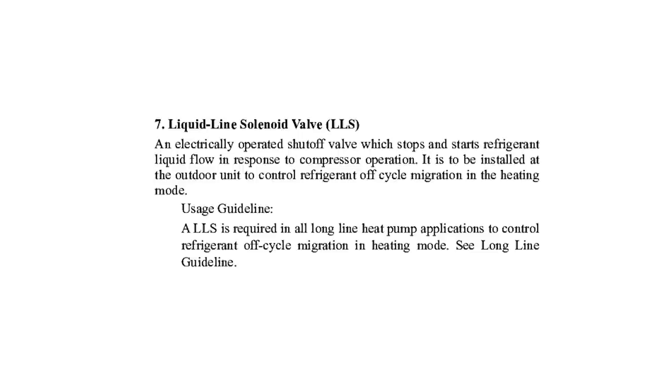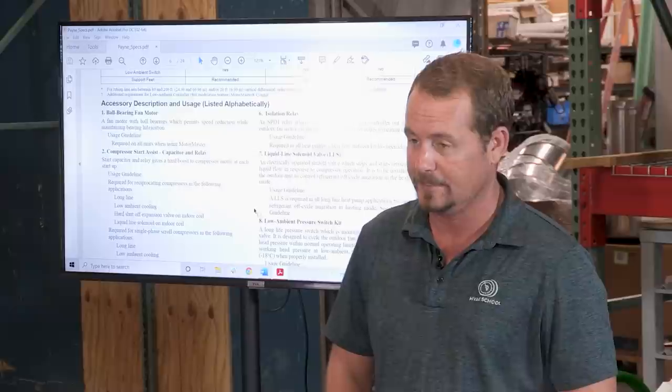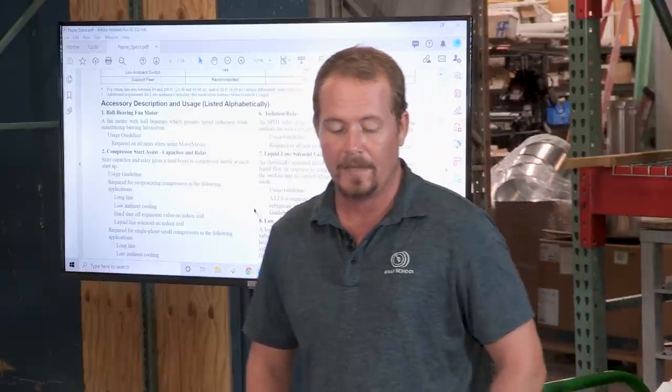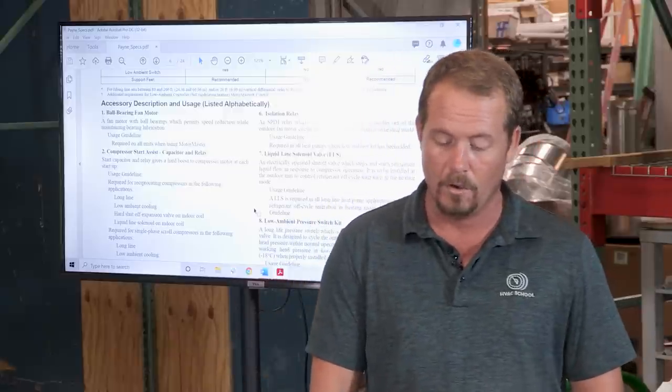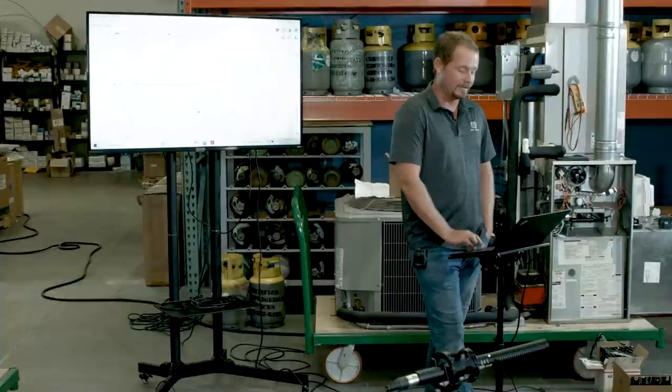Usage guidelines. An LLS is required in all long-line heat pump applications to control refrigerant off-cycle migration in heating mode. See long-line guidelines. So specifically it's saying, in this case, if it's a heat pump, it requires it. Now, why don't they say it's required? Because they already know that this is a heat pump based on the guide. I'm not really sure. It says right there all.